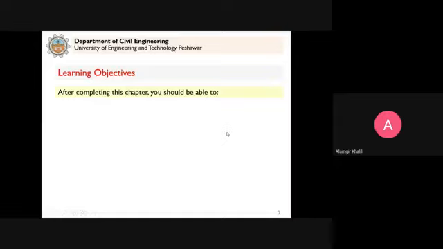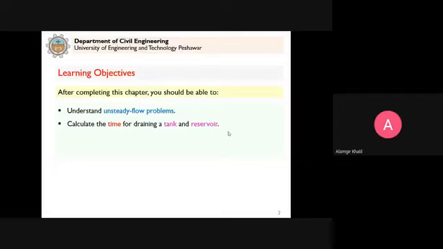First, the learning objectives for this chapter. After completing this chapter, you should be able to understand unsteady flow problems. So far, especially in the pipe flow chapter, you saw that all the problems that we discussed were steady flow problems. Even the name of the chapter was steady incompressible flow in pressure conduits. In this chapter we are going to study unsteady flow problems. Clear? So you will be able to understand what the unsteady flow problems are.